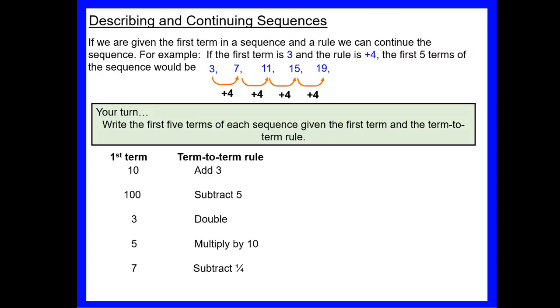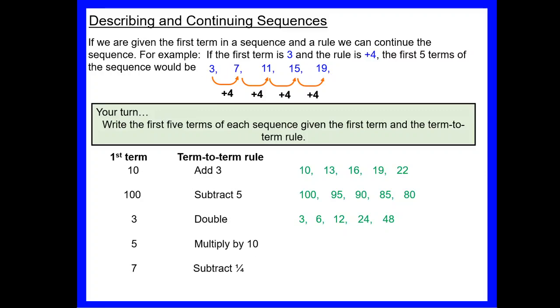All right, so our first one then, we started with 10, our rule was add 3, so we get 13, 16, 19 and 22. Our next one, we started with 100 and we're subtracting 5 each time, so 95, 90, 85 and 80. Our next one, we're starting with 3 and we're asked to double, so doubling, remember, is multiplying by 2. So 3, then 6, 6 times 2 is 12, times that by 2 we get 24, and times that by 2 we get 48. Remember, we're applying the rule to the last number we wrote down.